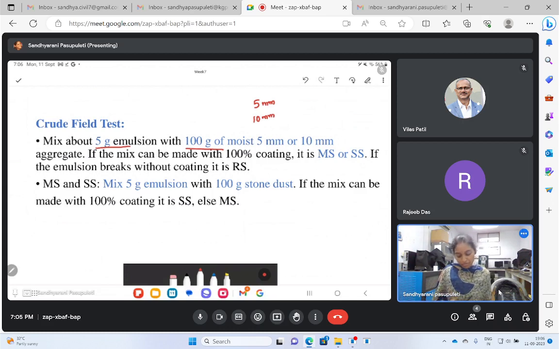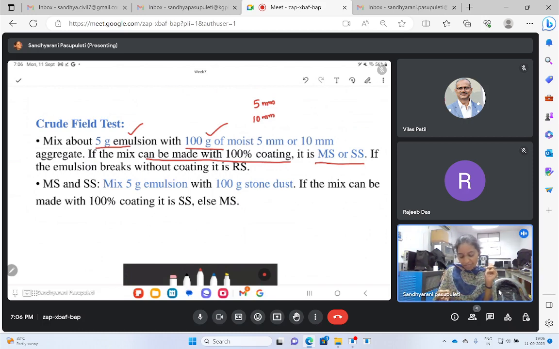If I have sufficient time to coat the entire aggregate surface, that means I have produced the perfect emulsion. So with this 5 grams of emulsion and 100 grams of aggregate, if the mix can be made with 100% coating, that means it is medium setting or slow setting. What happens in medium setting and slow setting? You have more time for breaking these positive charges and also for the evaporation of water. Thereby, you have sufficient time for mixing the aggregate and coating the aggregates.